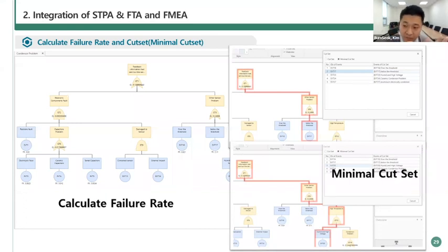By combining STPA with FTA, problems at the system level can be identified first, and individual problems can be found through the FTA. By using this, I believe that the functional safety requirements and safety analysis required by ISO 26262 can be solved.